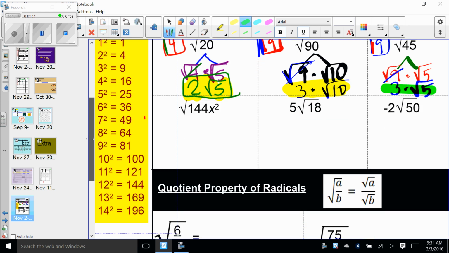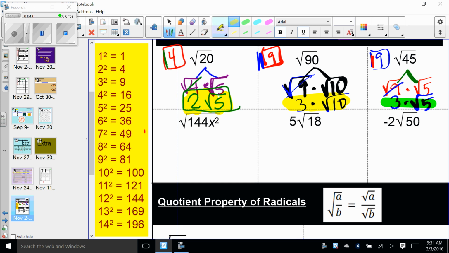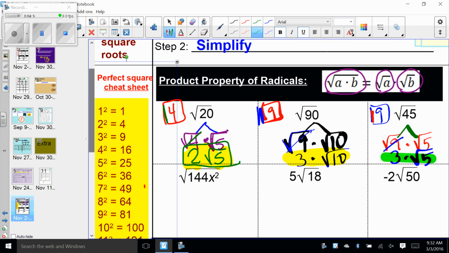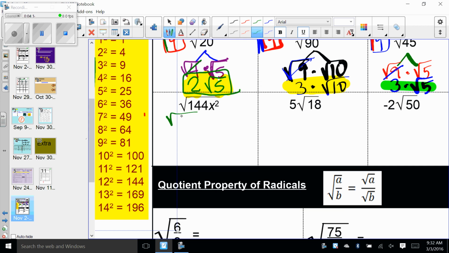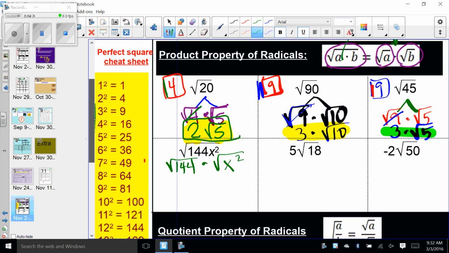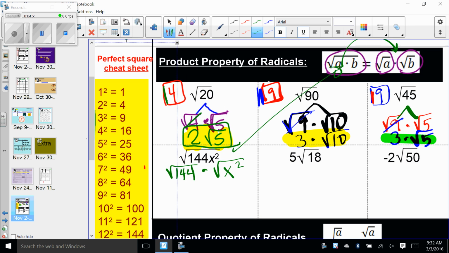Next problem, we're going to switch it up a little bit. We've not done this much. Next problem we have, we're going to split up the variable parts and the numerical parts. So I'm going to split this using the property up here that says we can split these up. I'm going to split it into the square root of 144 times the square root of x squared, because that property up here allows us to do that.